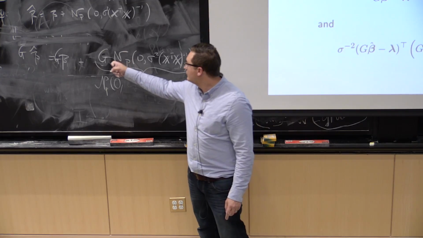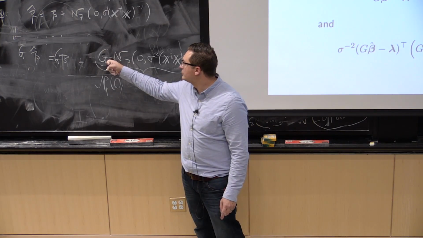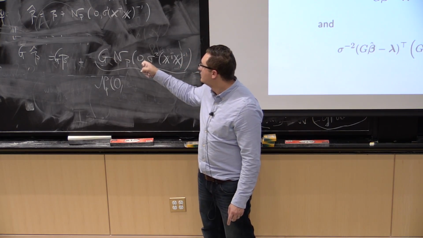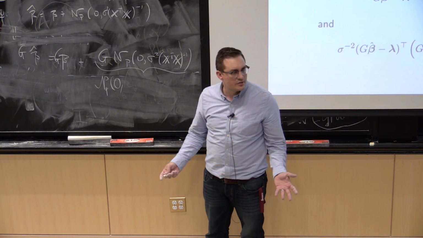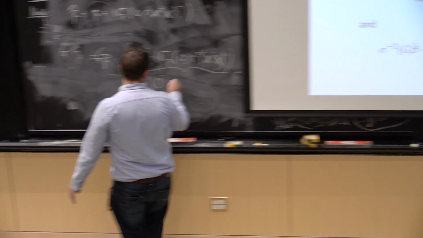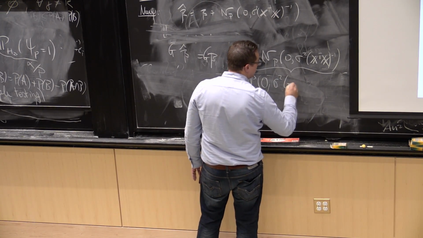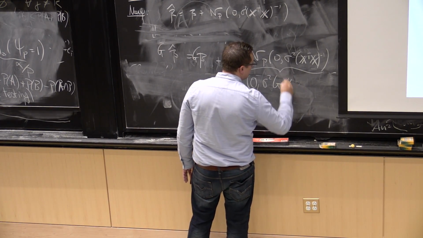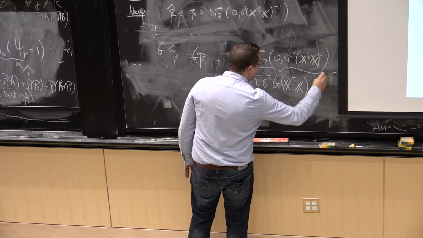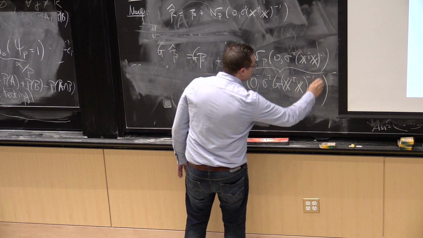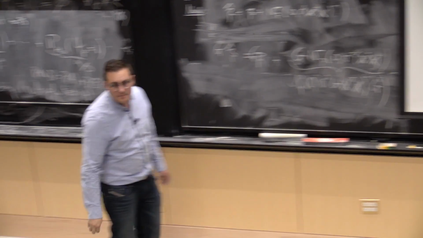So what is the distribution, what is the covariance of G times some Gaussian N(0, sigma)? G sigma G transpose, right? So that's G (X transpose X) inverse G transpose. OK?